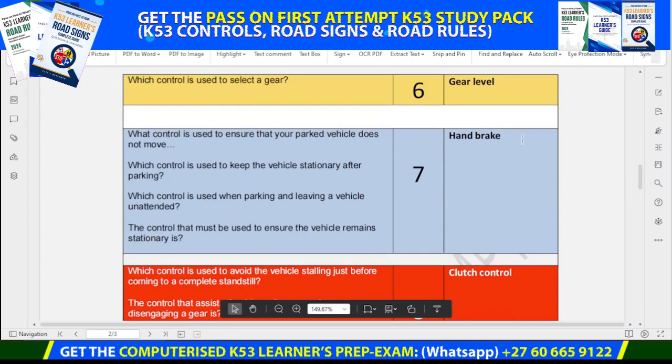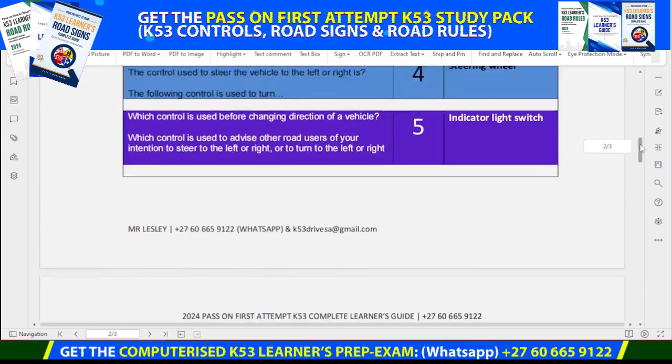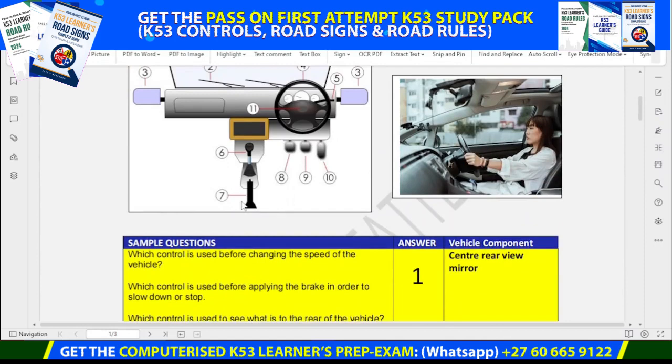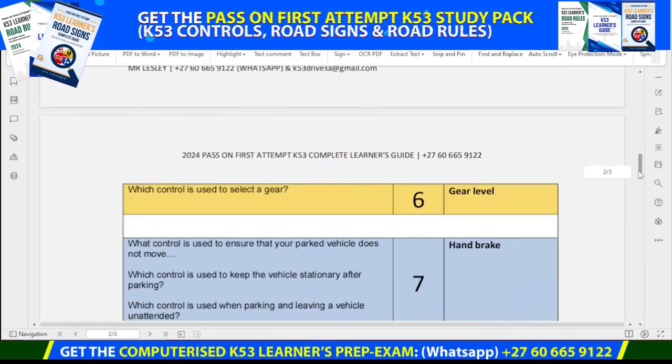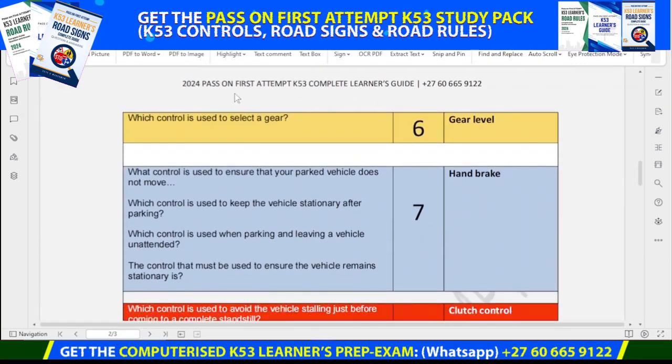Now let's look at control 7. So here's control 7, and that's a handbrake, right? Now moving back to our question. If the question says which control is used to ensure that your parked vehicle does not move, mind you, the handbrake is used to keep the vehicle stationary. So if another question says which control is used to keep the vehicle stationary after parking, that's also control 7.